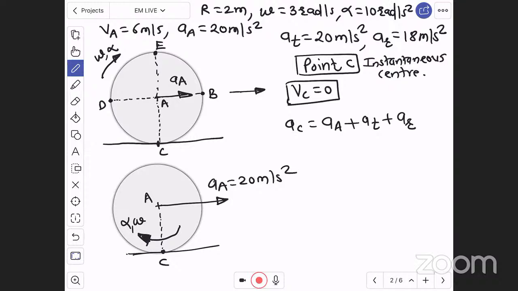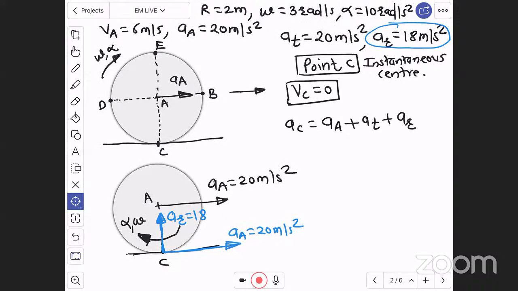Now this C will be having acceleration of A as it is, which is nothing but 20 meter per second square. And there will be a centripetal or radial acceleration towards center along radius. Therefore, there will be an AR, which is radial or centripetal acceleration towards center along radius, which is nothing but 18. We have calculated centripetal acceleration, 18. And there will be a tangential acceleration in the direction of rotation.